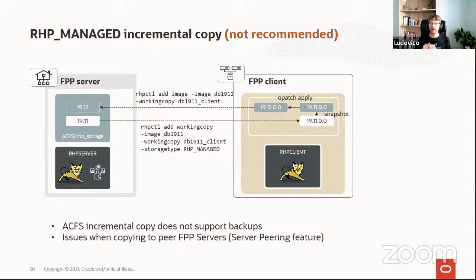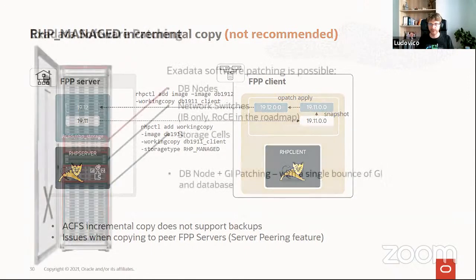I do not recommend it because you have dependencies between snapshots. And when you want to back up, you cannot just back up a portion. It's a little bit complex when it comes to backing up the ACFS file system that contains snapshots. So I really recommend that you use the normal import that imports the full copy of the gold image inside your server.